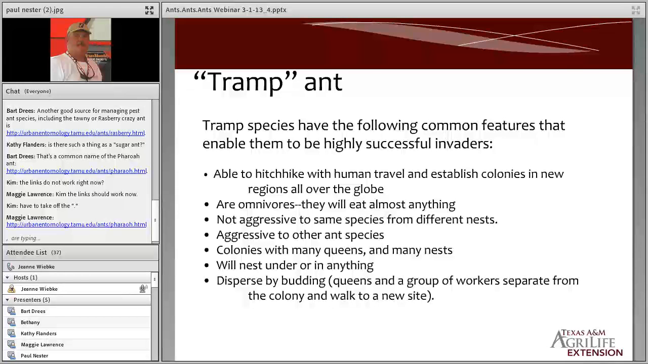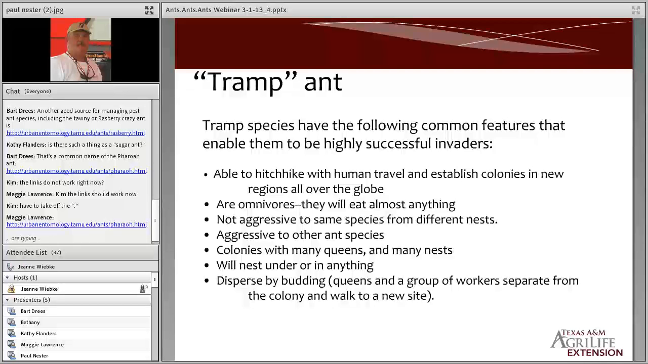They have colonies with many queens and many nests. They will nest under or in anything. When we talk about the tawny crazy ant, you will see that they nest under landscape rock. Anything that touches the ground, you're going to find them there. They don't have a dominant nesting area. And then they disperse by budding.